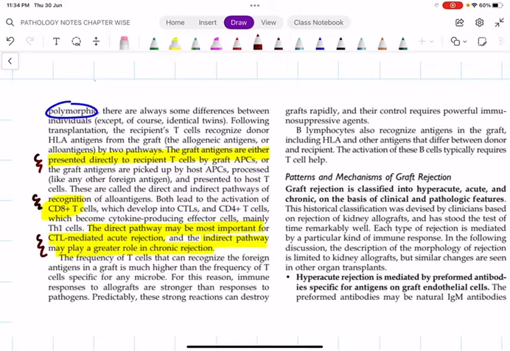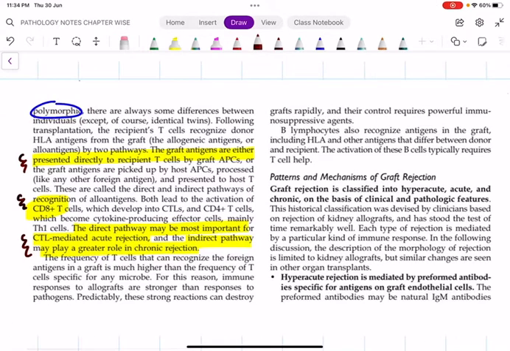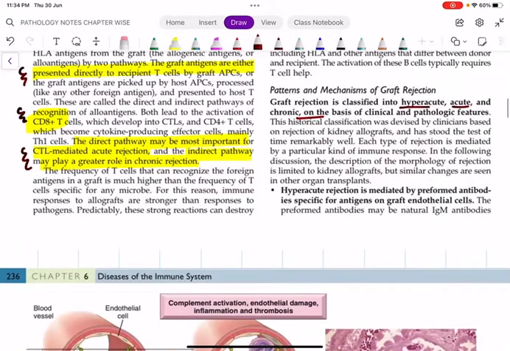Once this is done, then we will see what are the patterns or mechanisms of graft rejection. This will be the sub question. What are the different types of graft rejection? We have hyperacute, acute, and chronic. This is based on some clinical as well as pathological features. What do you mean by hyperacute? Hyperacute rejection means there are already some preformed antibodies which are specific for the antigens on the graft endothelial cells.